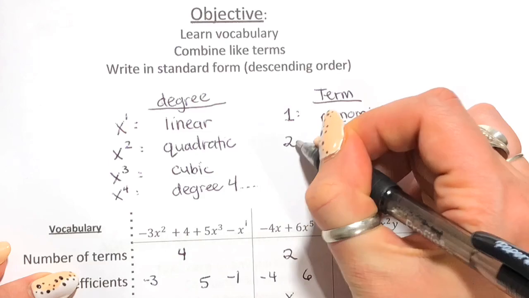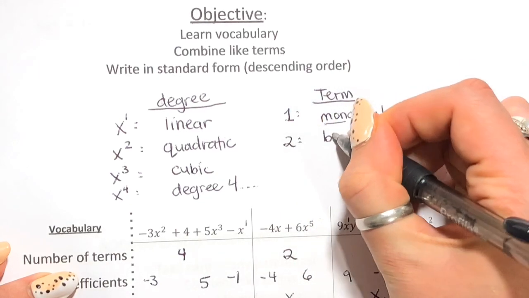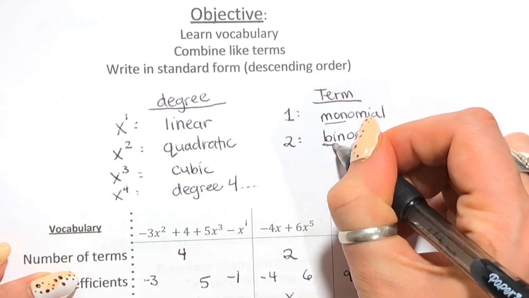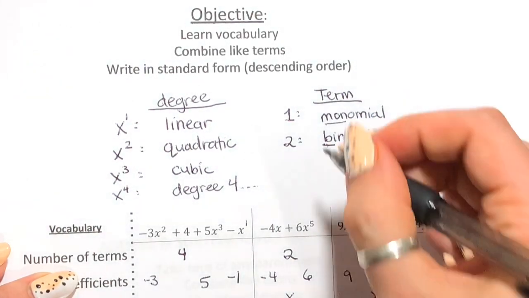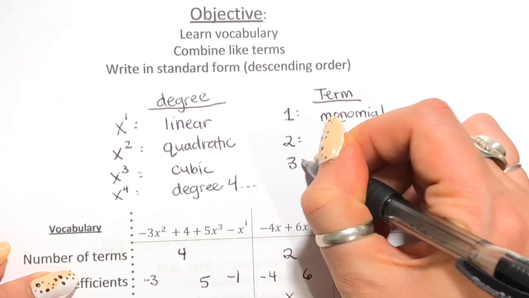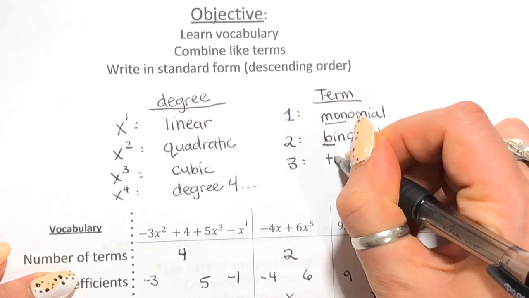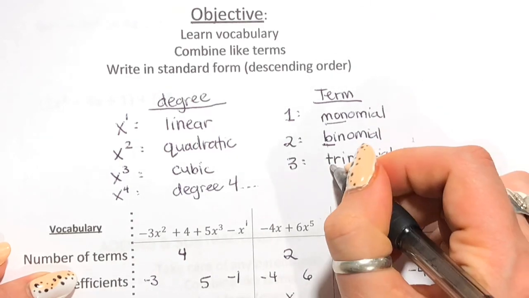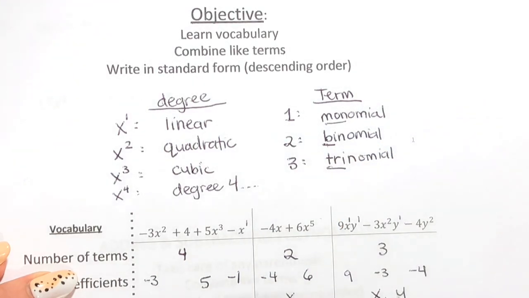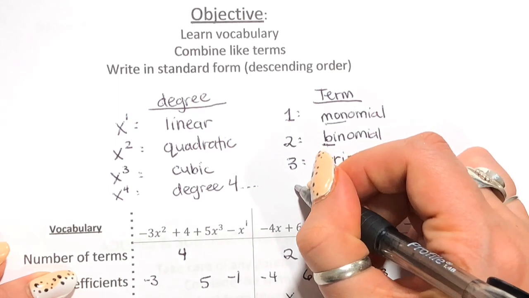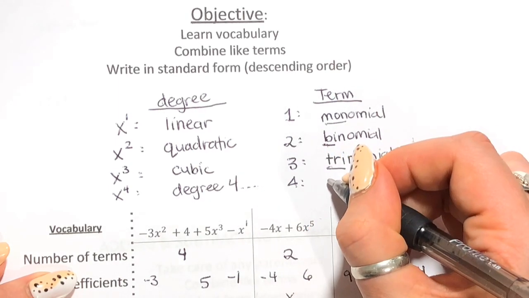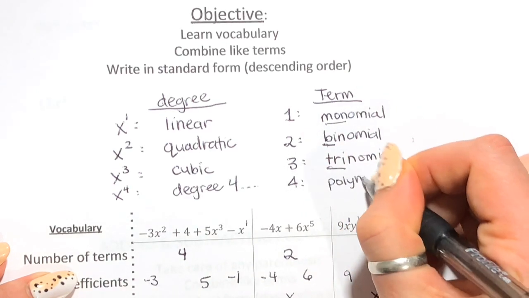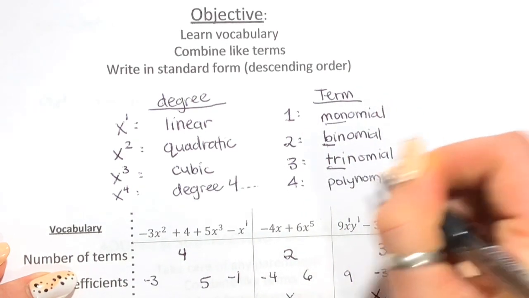If there's two terms, we call this a binomial. So you can think of a bicycle. Bi means two. And then if there's three terms, we call this one a trinomial. It's like a tricycle has three wheels. A trinomial has three terms. And then if there's four or more, we just kind of give up and don't have any special names. We just call them a polynomial. So that's for four or more.